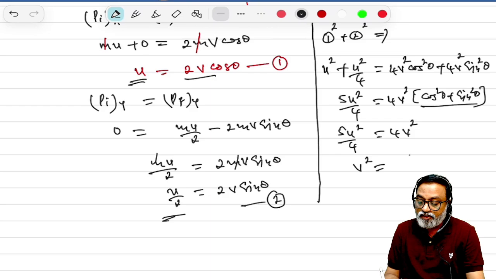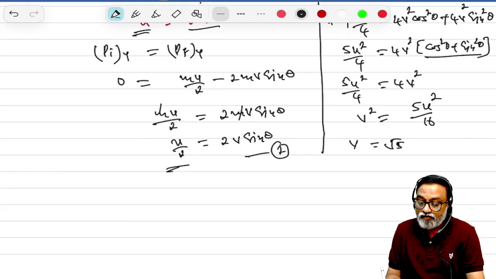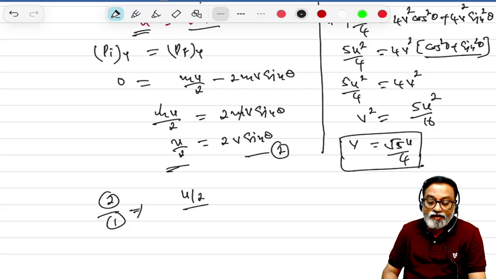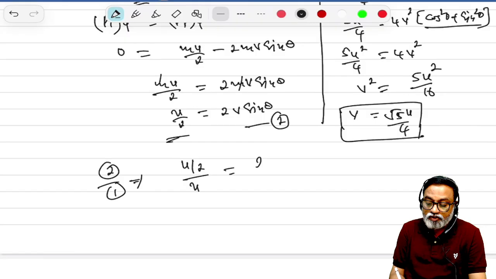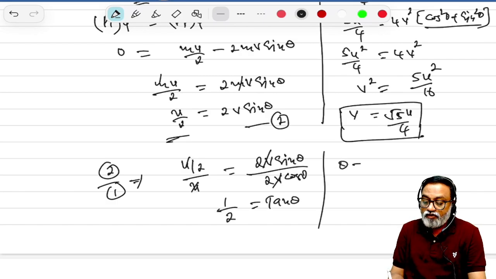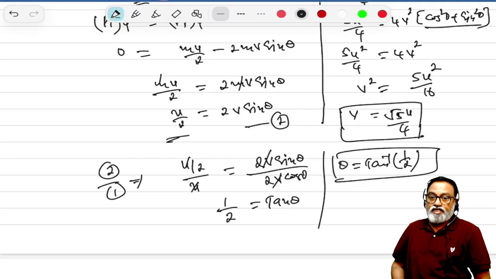From this, v square is equal to 5u square by 16. Therefore, v is equal to root 5 u by 4. This is the velocity of the second body. Then for its angle, if you divide 2 by 1, u by 2 by u is 2v sin theta by 2v cos theta. 2v gets cancelled, u gets cancelled. Therefore this becomes 1 by 2, and this is tan theta. Tan theta is equal to 1 by 2. Therefore, theta is equal to tan inverse 1 by 2. This is the direction of the second body.